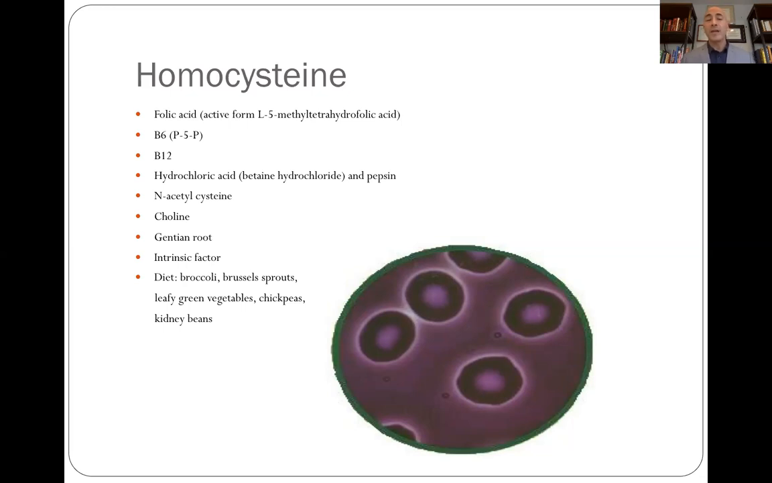Now, homocysteine could be elevated. And by the way, for those of you who don't know what homocysteine is, it is a toxic amino acid. Now, the thing about homocysteine being elevated is that any number of nutrients might help lower it, including folic acid, B6, B12, stomach acid, choline, gentian root, and some others, along with different foods like broccoli, Brussels sprouts, leafy greens, etc.